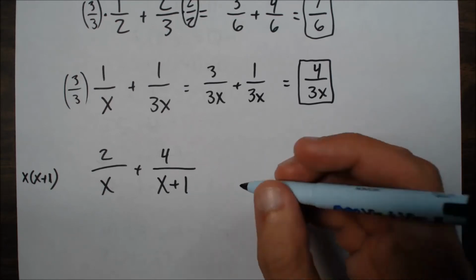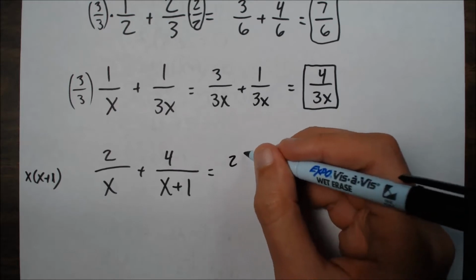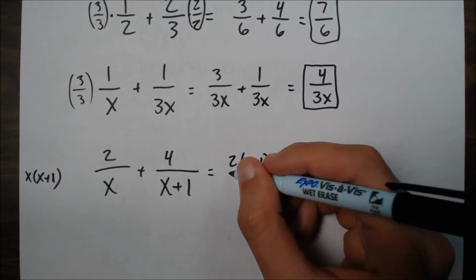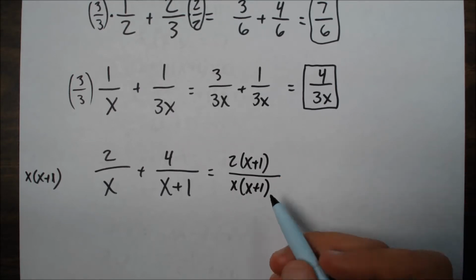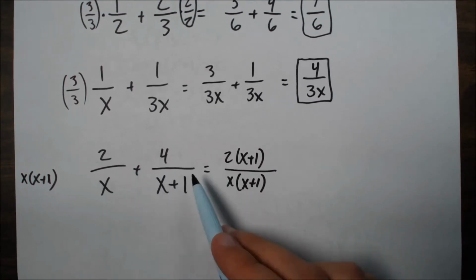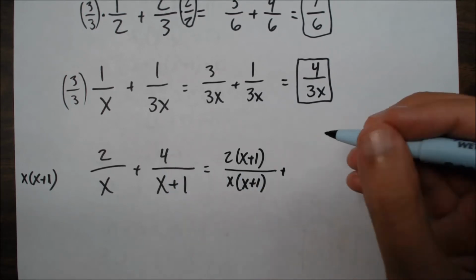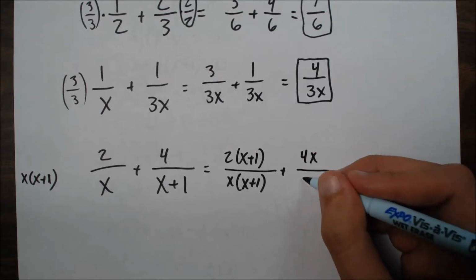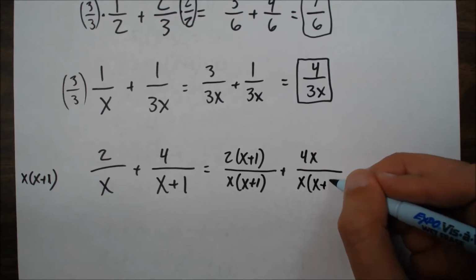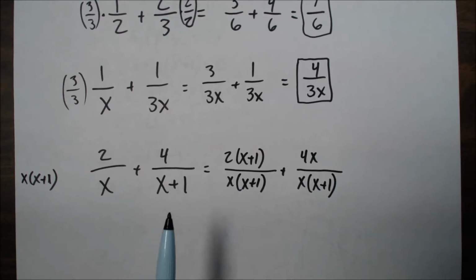Okay? So what am I going to get? If I multiply the left by x plus 1, that's going to be 2 times x plus 1 over x times x plus 1. Let's take this and multiply top and bottom by x plus 1. And over here I've got to multiply by x. So you're going to get 4x over x times x plus 1. Remember the denominator, we already know it. We don't need to do anything. It's the product of these two.